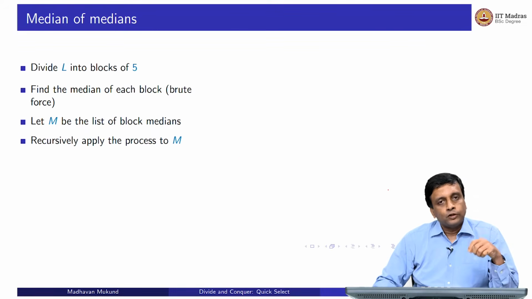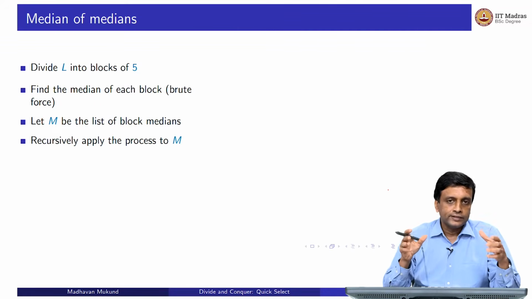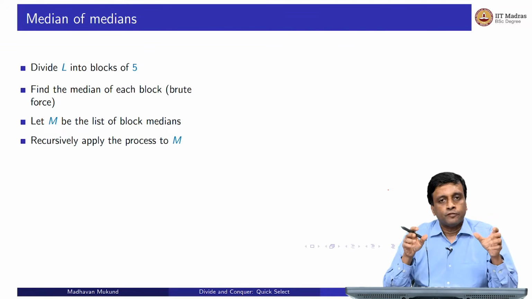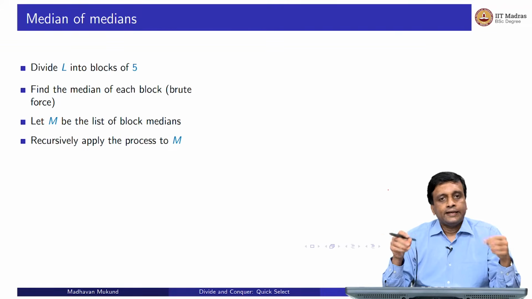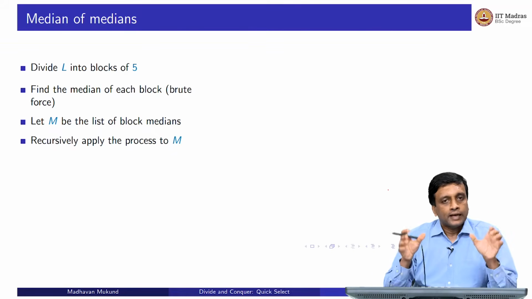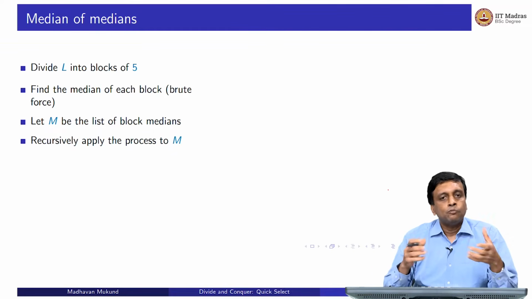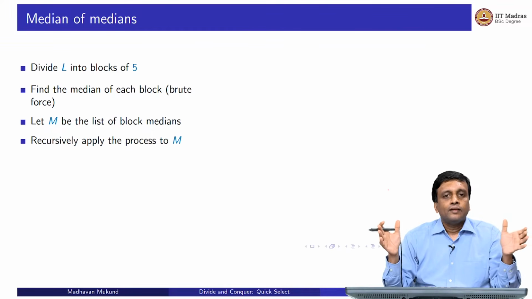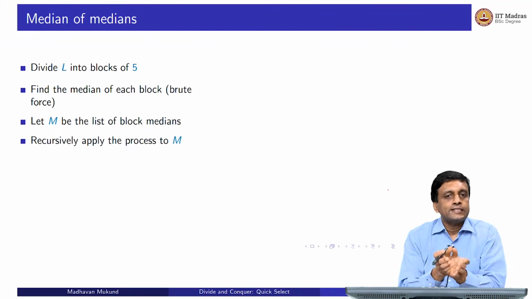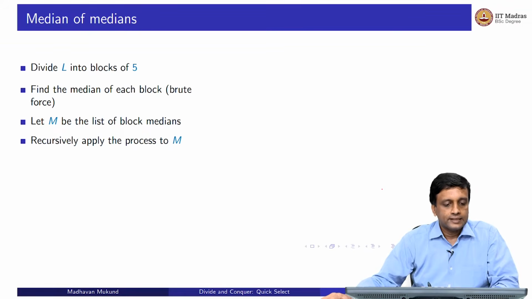Well, I will recursively do the same thing for this list M. So I will again divide this list of block medians into groups of 5, and again find the median of each of those blocks and pull it out. That's why this is called the median of medians. I find blocks, take the median of each block, collect it into a list, make blocks again, and keep going until the list has 5 or fewer elements, and then I just take the median at the end. So that is my base case.